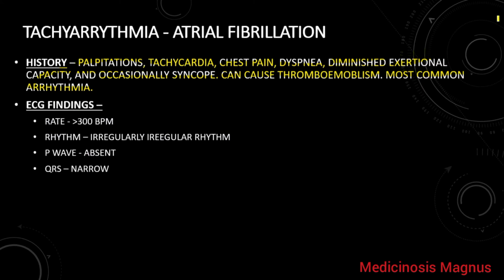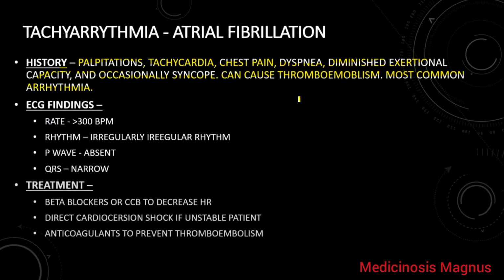If you see the ECG findings, there will be a heart rate of more than 300. The rhythm is irregular, and the P waves are absent, and the QRS is narrow. The treatment for these patients are beta blockers or calcium channel blockers to decrease the heart rate.